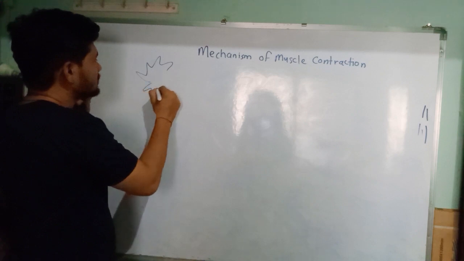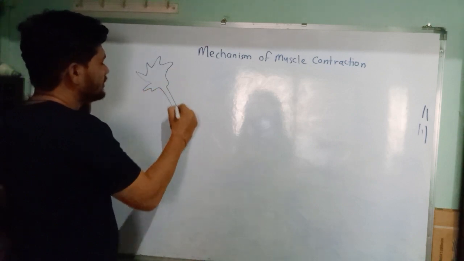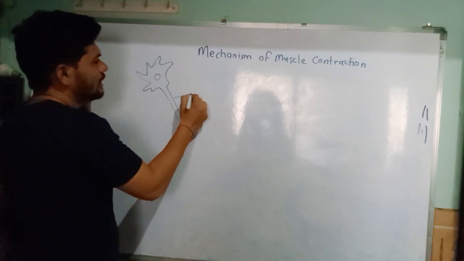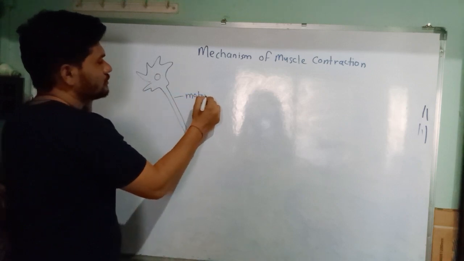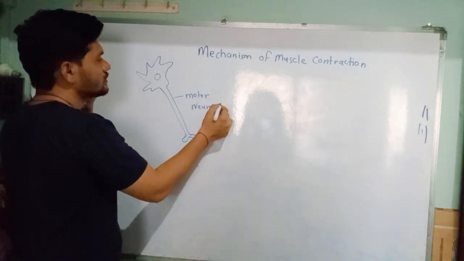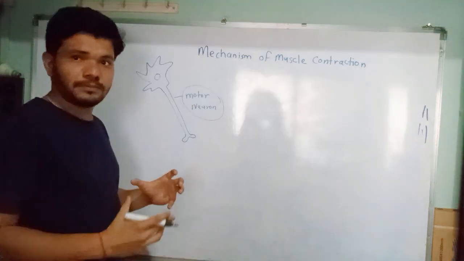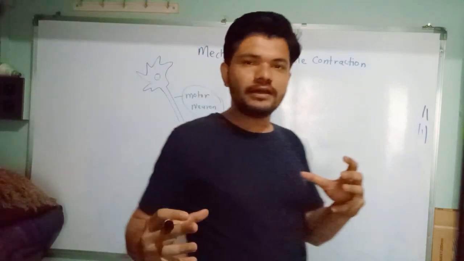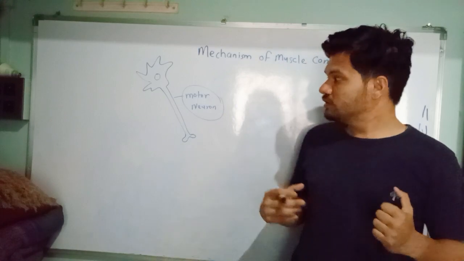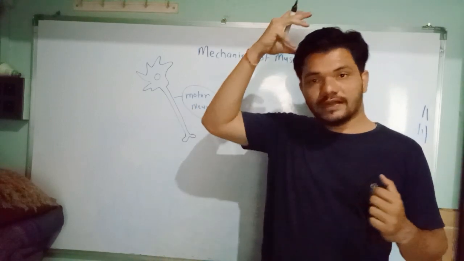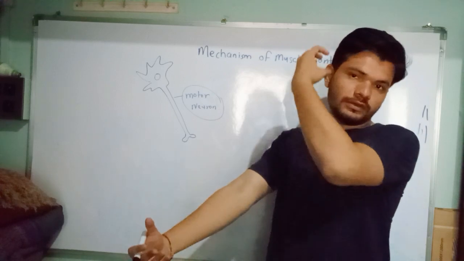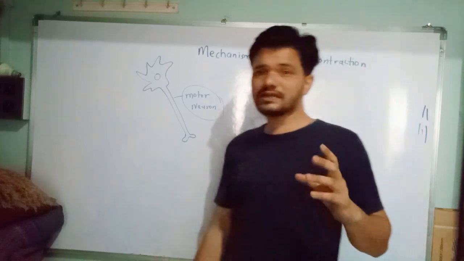This is a neuron, which is a motor neuron. We all know there are mainly two types of neuron, motor neuron and sensory neurons. Motor neurons bring signal from your brain to your body organs or body tissue. So this is a motor neuron. It is going to pass the signal from the brain towards your muscles, the skeletal muscles.